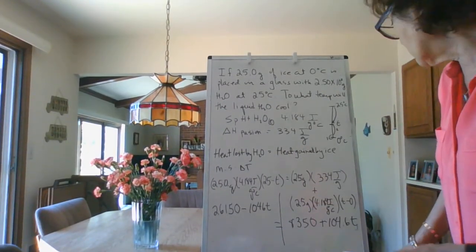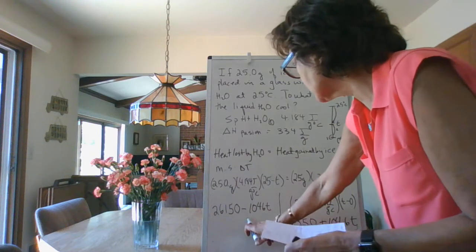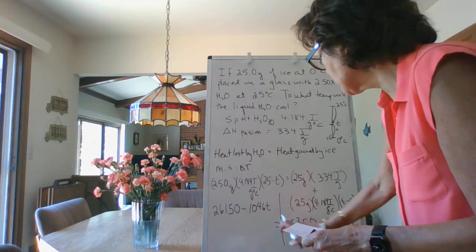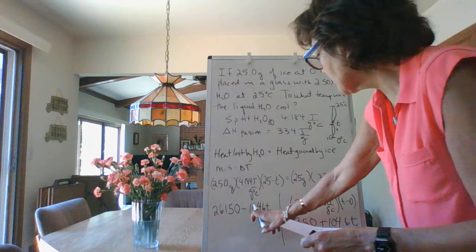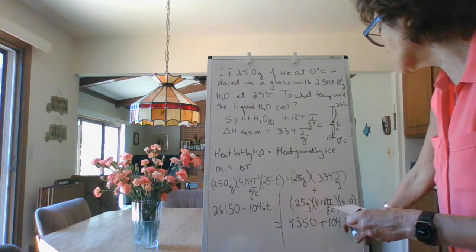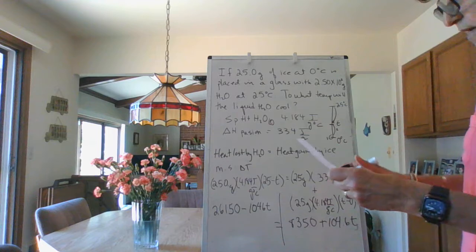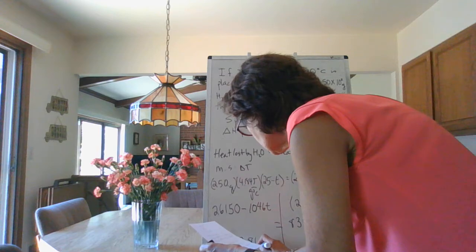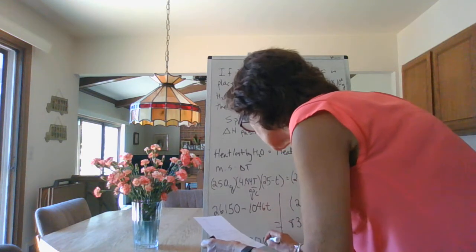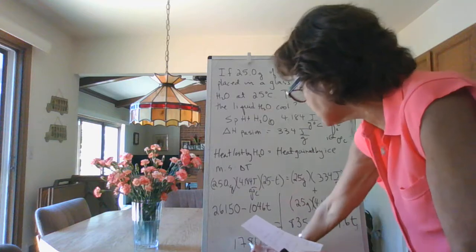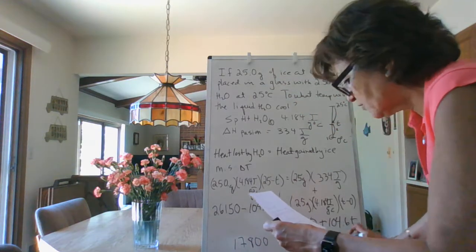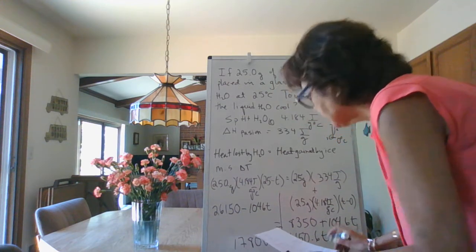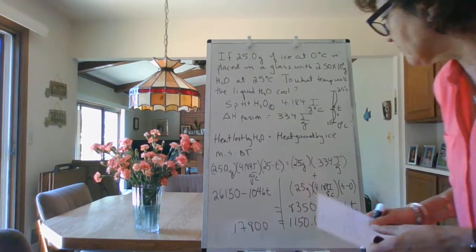Okay, so what I would do is I would bring this over to this side. So 26,150 minus 8,350, and then bring this over to this side, 1,046 T plus 104.6 T. You end up with 17,800 on this side. So this minus this, you get that. And then on this side, you get 1,150.6 T. I double checked my math, so everything should be fine, guys.